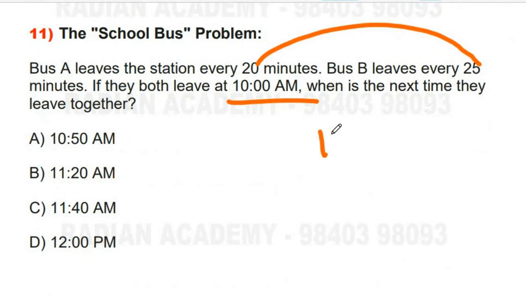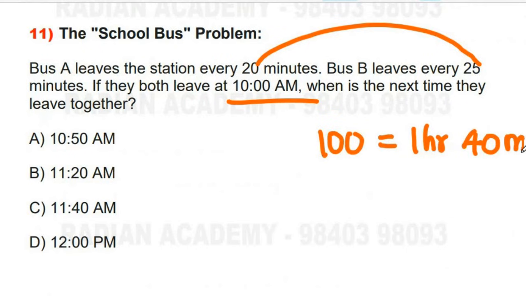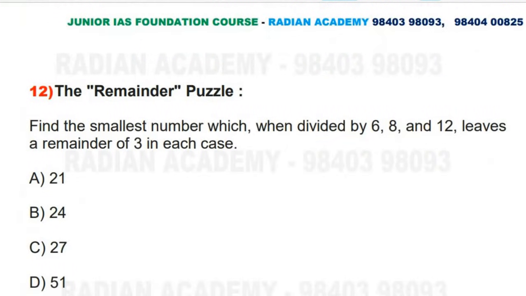Therefore, we know that 100 minutes is equal to 1 hour, 40 minutes. So therefore, 10 plus 1 hour, 40 minutes is what? Option C.